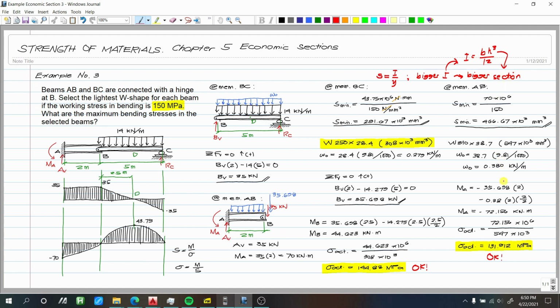Kung mas malaki yung section natin, mas kakayanin niyang buhatin yung ating moment. Kahit mabigat yung weight, mas kaya niyang buhatin. Hindi katulad kanina, medyo magaan yung weight, pero maliit yung ating I at mas maliit yung ating S. Mas maliit yung section, kaya sobrang laki ng actual stress, kasi hindi kayang buhatin ng ating section yung actual bending moment na 72.046 kanina. Okay, so ito yung ating problem number 3 for chapter 5 economic section.